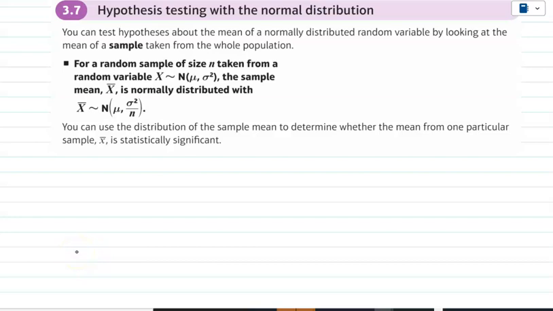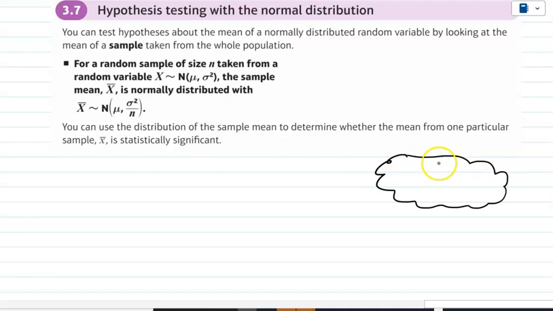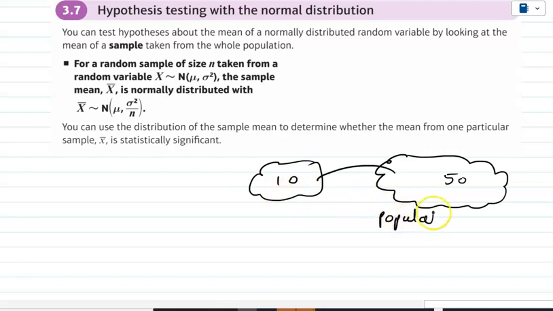So in today's lesson, we are going to learn about hypothesis testing with the normal distribution. Here, we'll collect a sample from the population. If this is a population, there are 50 people, and I have collected 10 people here. So this is the population, and this is the sample. We have collected 10.